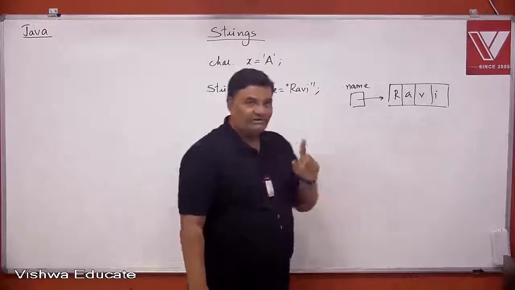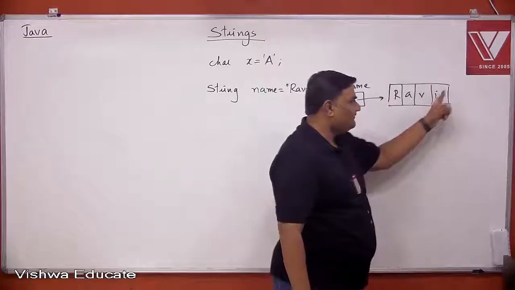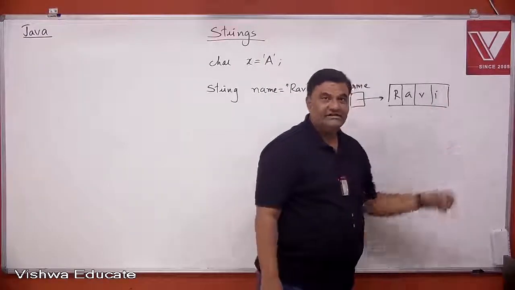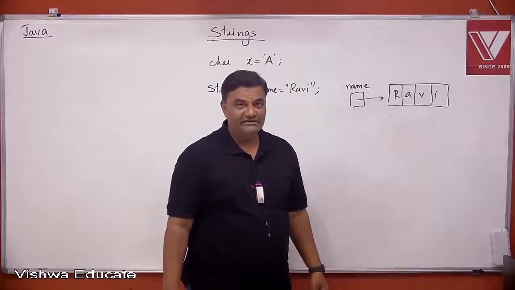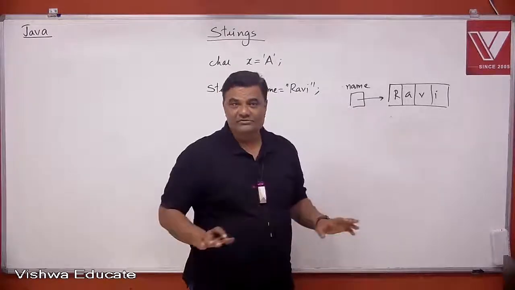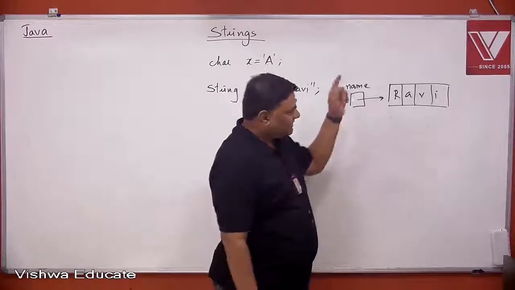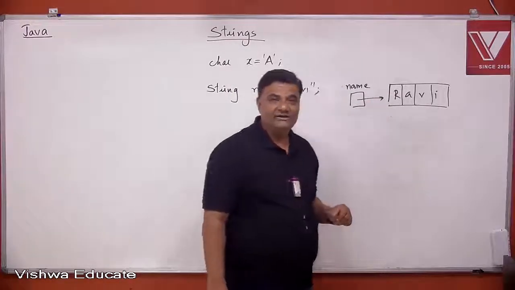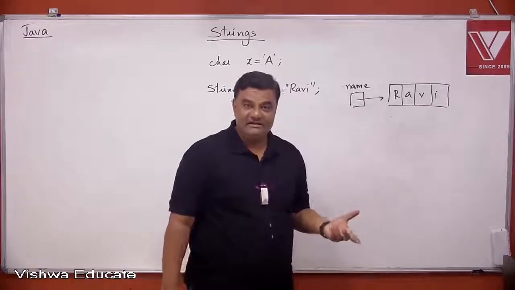Then one thing to observe is that in C++, a string used to have a null character, \0, at the end of a string. But in Java, there is no \0 at the end of a string. Then what was the purpose of having \0 there? To know the length of a string, where the string is ending.